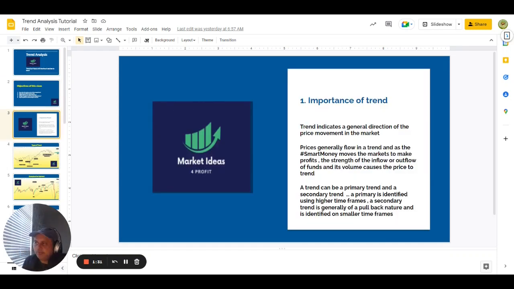What is the importance of trend? Well, trend indicates a general direction of the price movement in the market. When you want to make money from the market, you have to follow the tide that the market is showing. You cannot make money if you're going against the trend. So if the price is moving from high to low, you sell high and then you recover back at a lower price. Now that's taking a short call, but that happens in a futures trade. So let's not get into that.